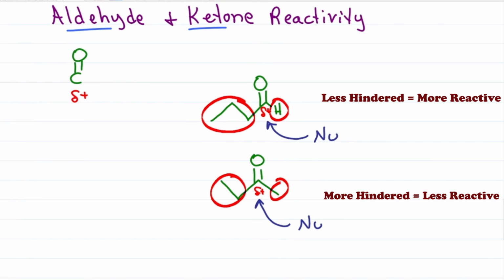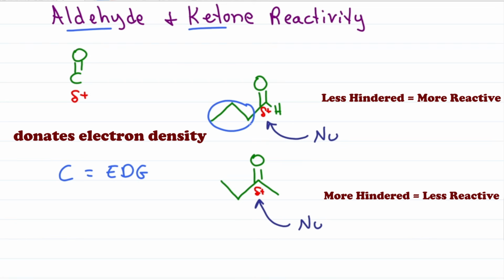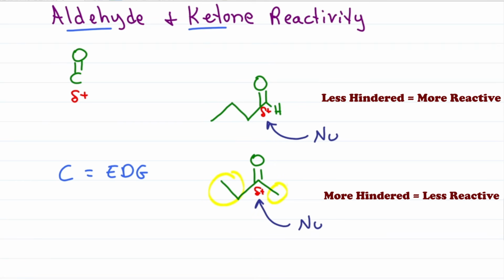Another thing to consider is that carbon is an electron donating group. That means the R group on the carbonyl is donating negativity towards that partially positive carbon. If a ketone has two R groups, both donating negativity, that carbonyl carbon is a lot more balanced, a lot less reactive. But the aldehyde having just one carbon, just one electron donating group, the partial positive is not canceled out as much, making it a lot more partially positive and a lot more reactive.